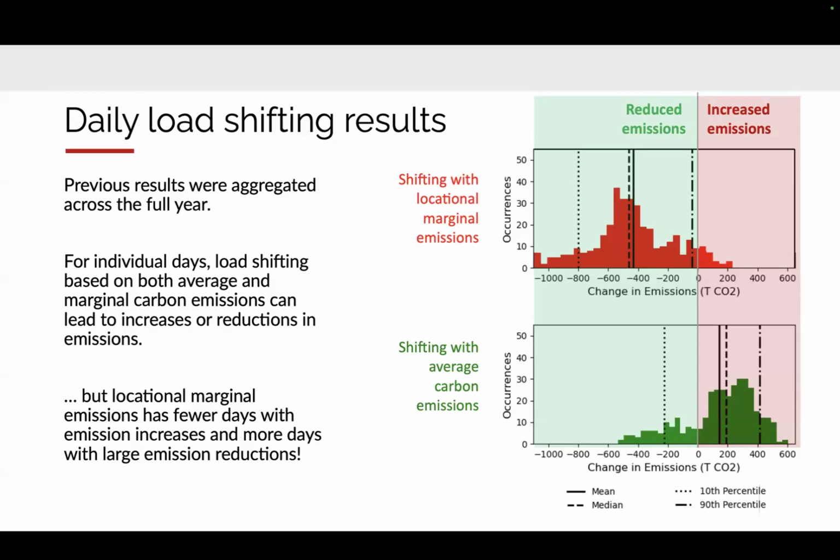If I'm at the negative side, it means I reduced emissions. If I'm at the positive side, it means that I increased emissions. And so what you can see is that for individual days, both of these methods can lead to either increases or reductions in emissions, but we see that in general, the shifting with locational marginal emissions has a tendency to provide reductions in carbon emissions, whereas average carbon emissions, unfortunately, many times can lead to increases in emissions. So that is sort of what we see here. These are just the quantiles that are marked in black.